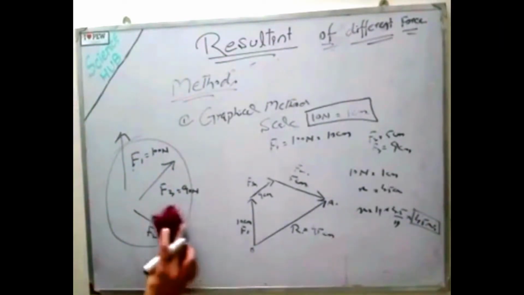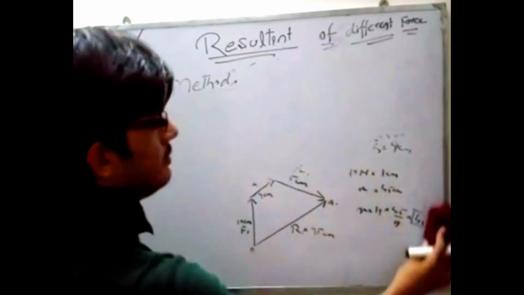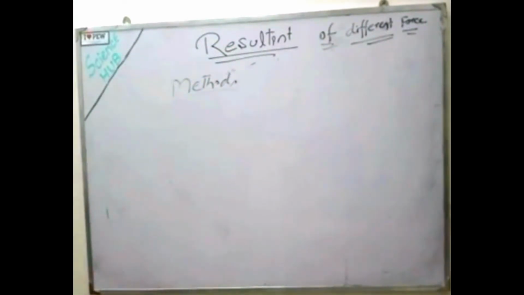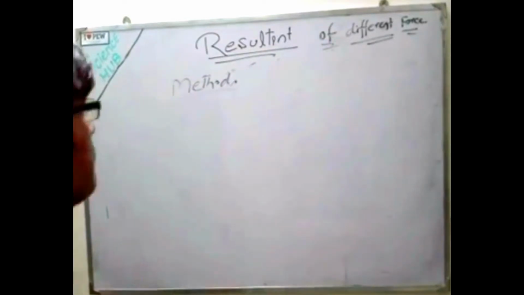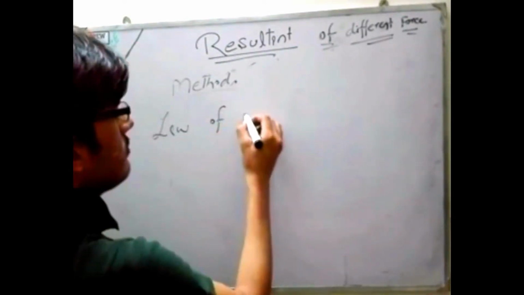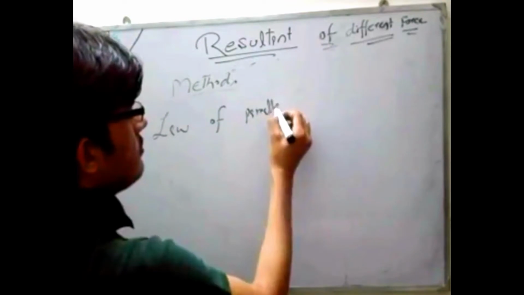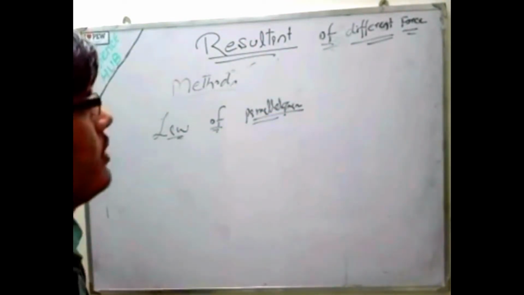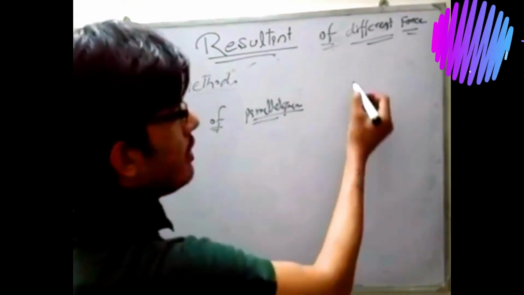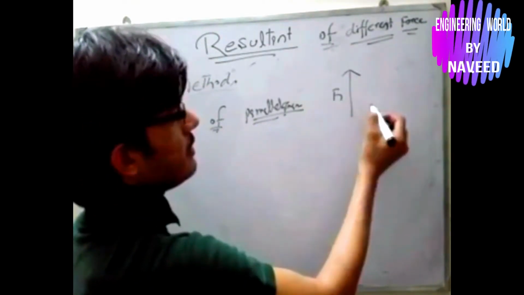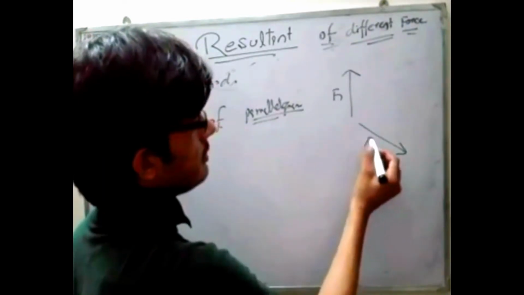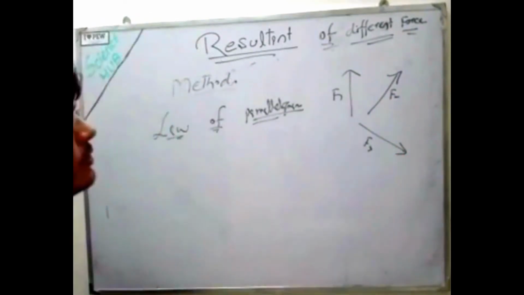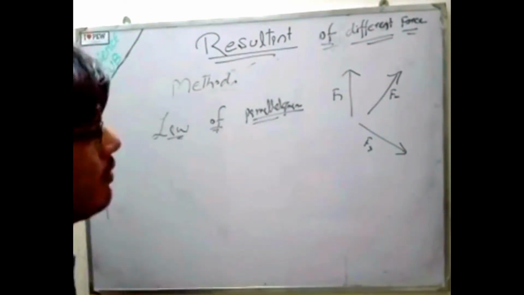Now this is all about the first method. The second method is the law of parallelogram. Through this way we can also find the resultant of different forces. Let's suppose the first force is acting in this direction, the second force is acting in this direction, this is F2, this is F3. So three forces are acting in different directions.